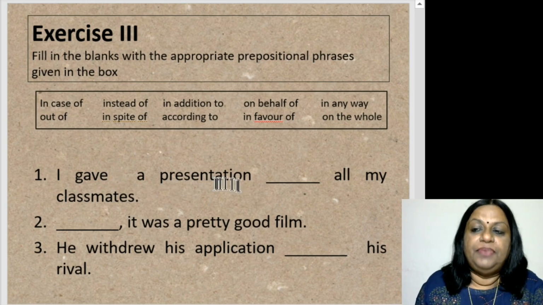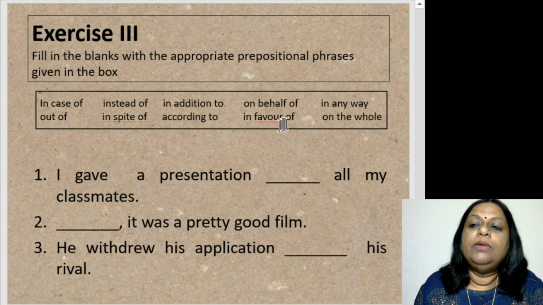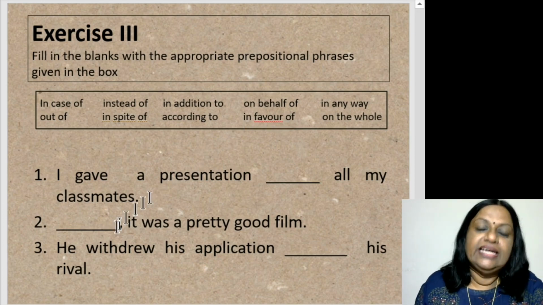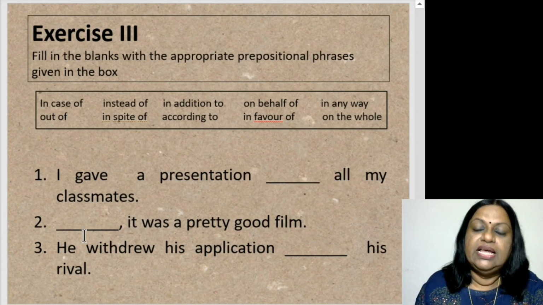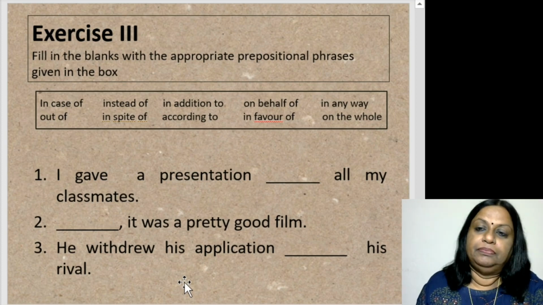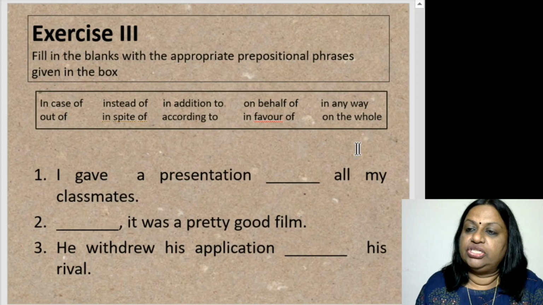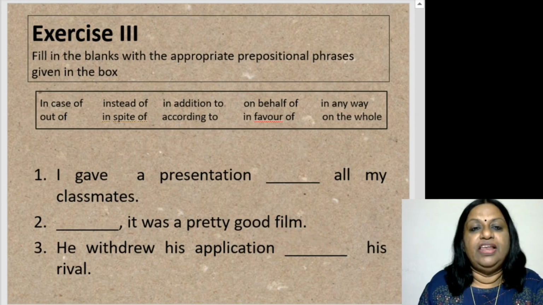I gave a presentation dash all my classmates. On behalf of all my classmates. Okay, I gave a presentation on behalf of all my classmates. Let us look at the second sentence. Dash, it was a pretty good film. Let's look at all the prepositional phrases and pick the right one. Yes, on the whole, it was a pretty good film.